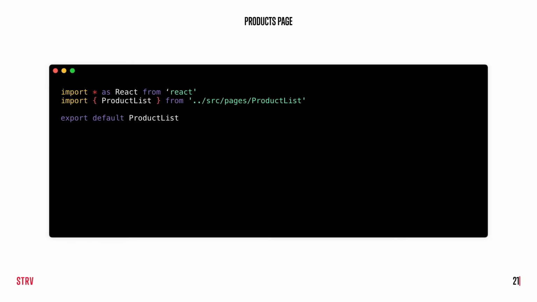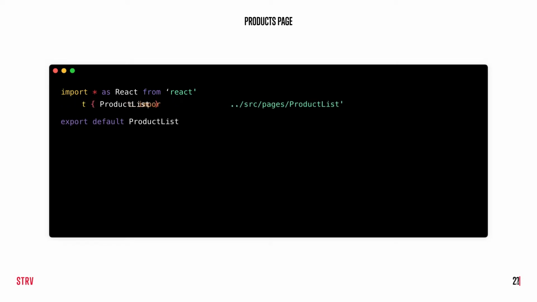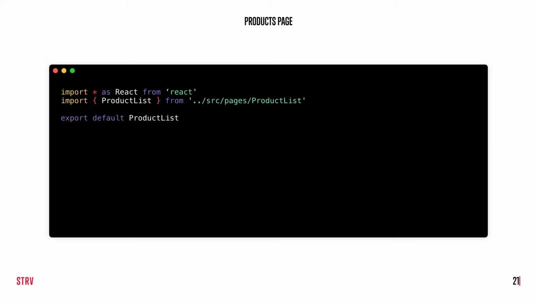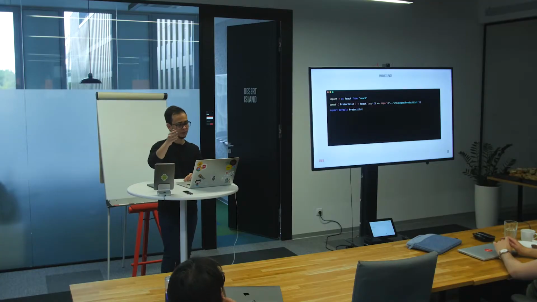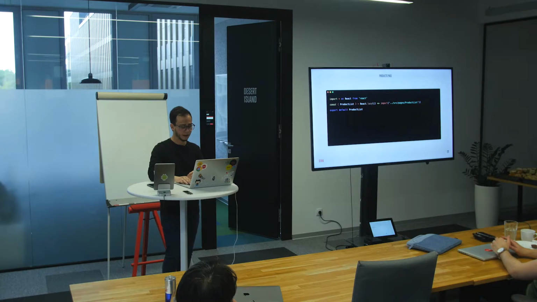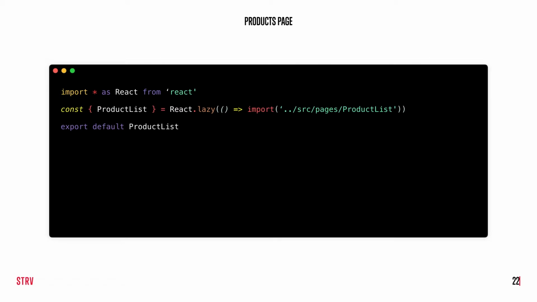So you start by importing React, and you can see that the import is going to change from a normal import to this thing. This is called dynamic imports. It's like a function. And you pass this import to React.lazy, and then you get a lazy loaded version of product list. You cannot actually use it like this.